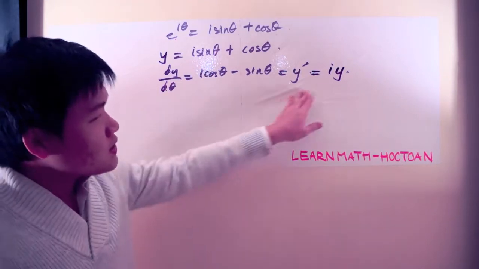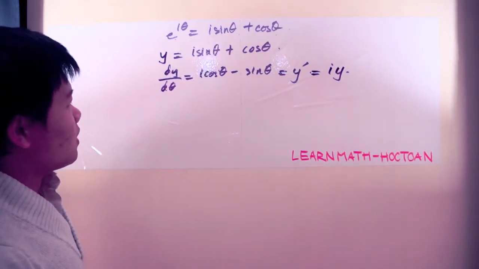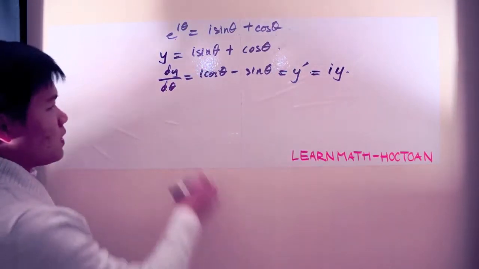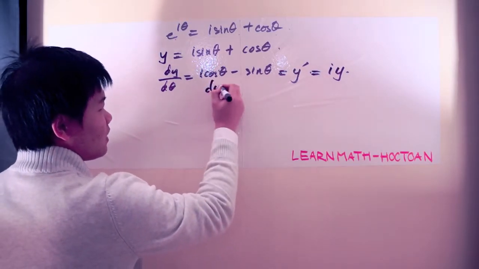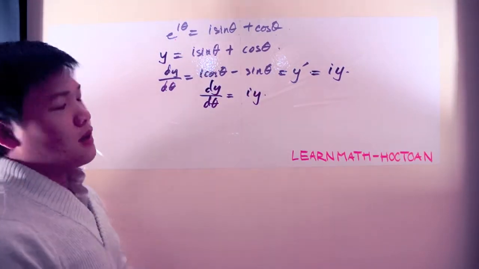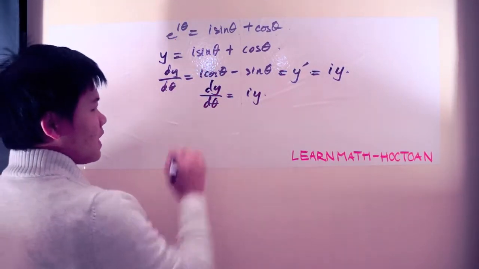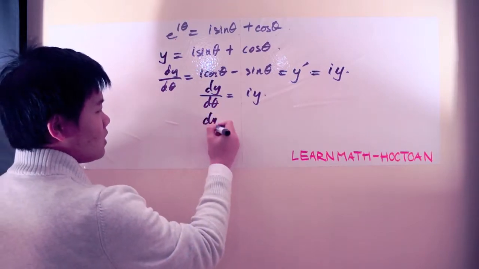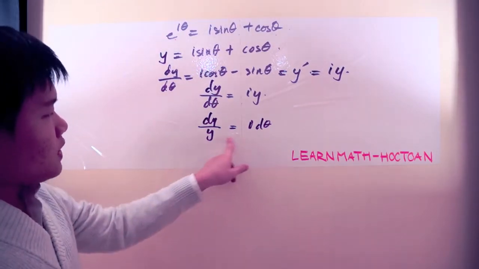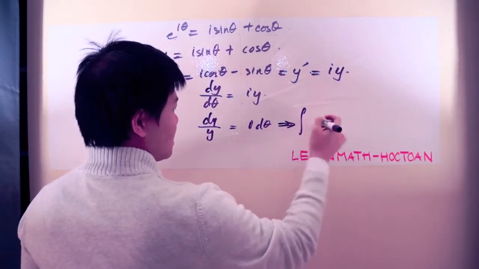How interesting! This gets us to a very direct way of figuring out the equality. So we have dy d theta equal to yi. It appears that we have a differential equation, and it turns out to be separable. You can think of i as a constant, an imaginary number. We pull everything to one side, so you have dy over y equals i d theta. Now how do we do this? Well, we take the antiderivative on both sides.